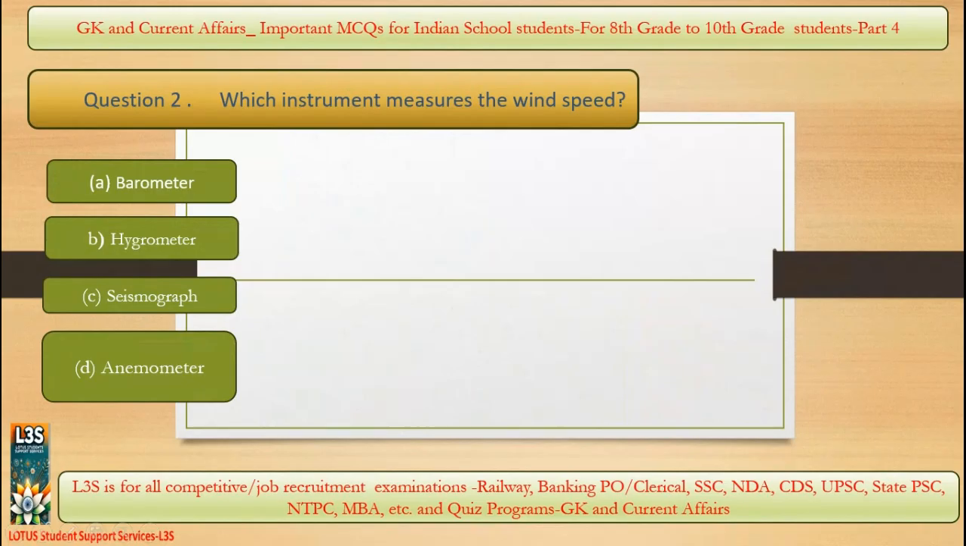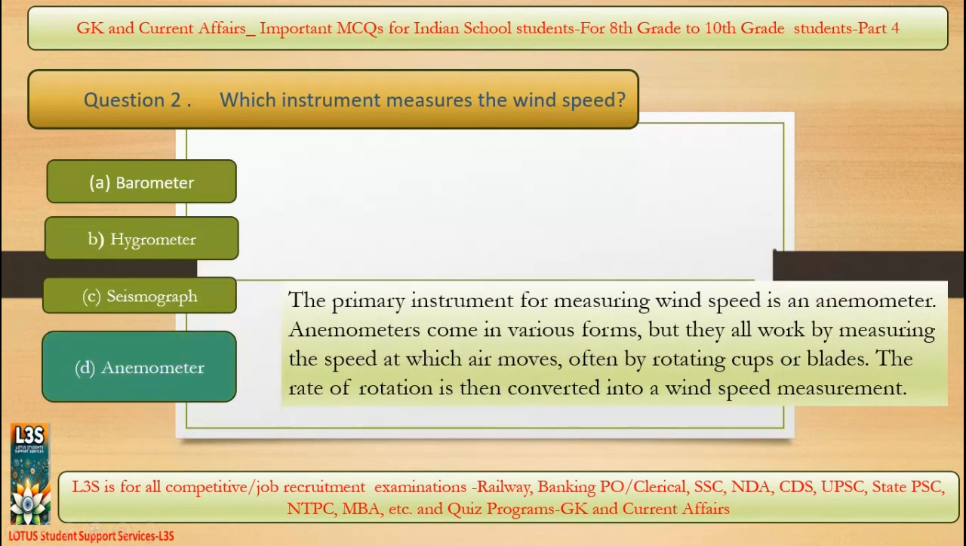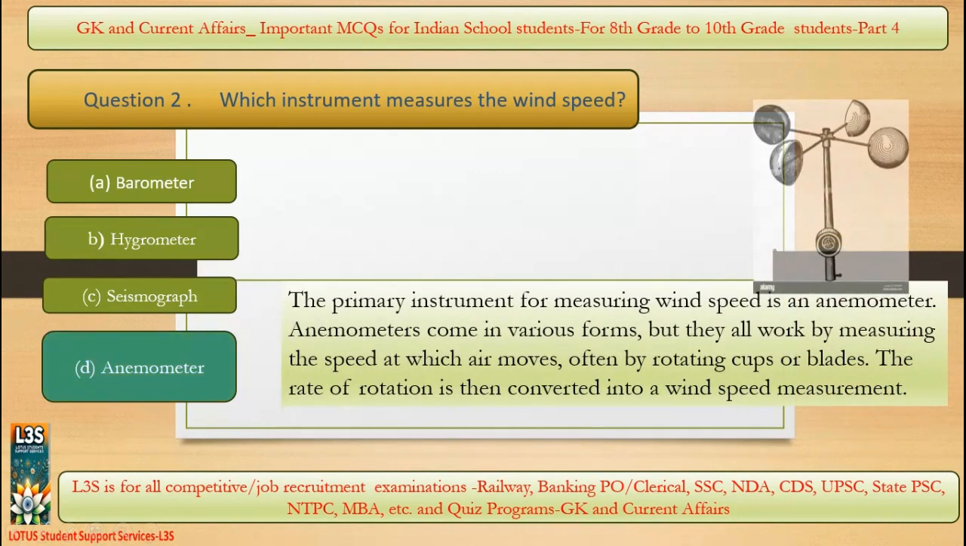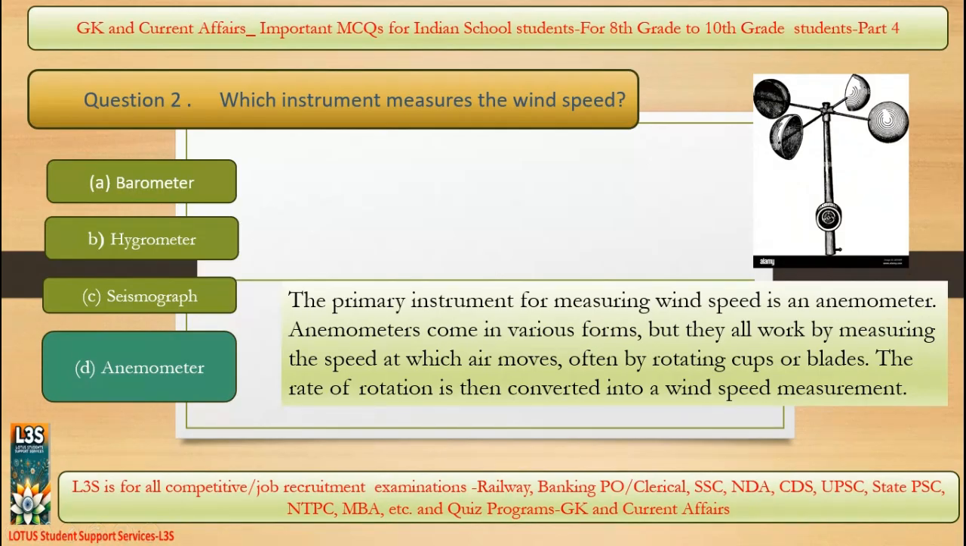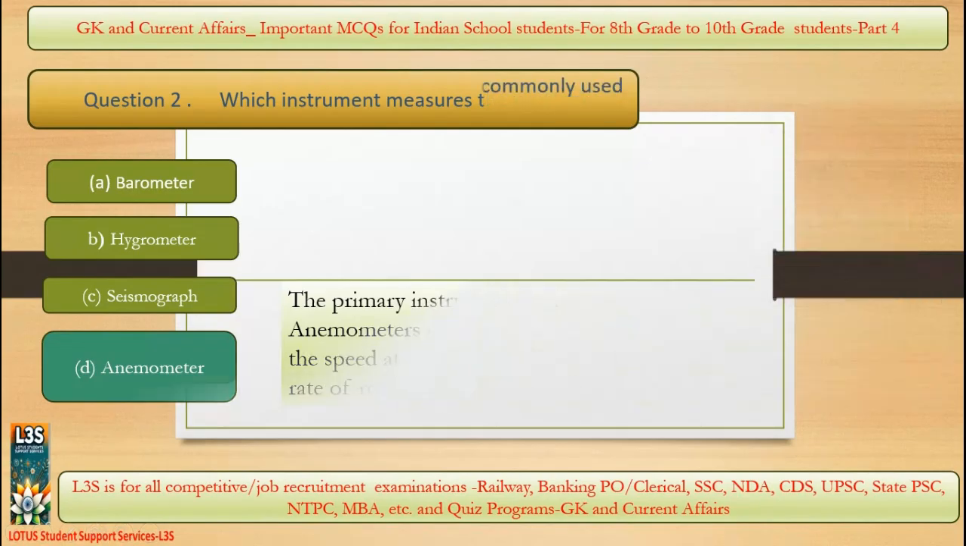Which instrument measures the wind speed? Right option is D, Anemometer. The primary instrument for measuring wind speed is an anemometer. Anemometers come in various forms, but they all work by measuring the speed at which air moves, often by rotating cups or blades. The rate of rotation is then converted into a wind speed measurement.